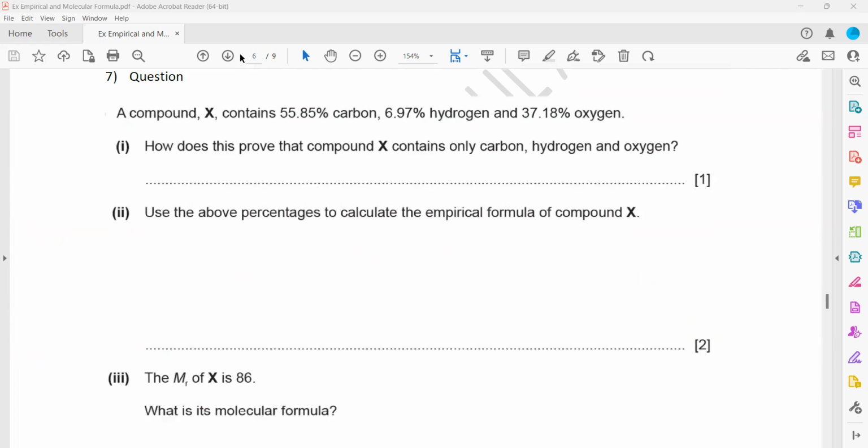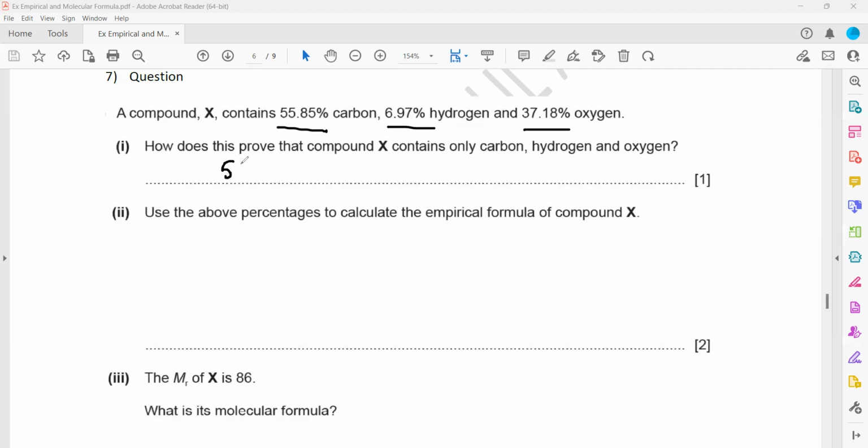Then a compound X is there, which is having 55.85, 6.97 in percentage hydrogen and 37.18% oxygen. How does it prove that the compound contains carbon, hydrogen, and oxygen? How do we know that these are the only elements and there is no other element?